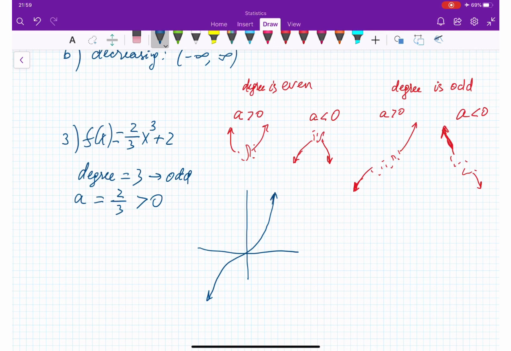I forgot. See, we have here plus 2. Plus 2, that's a shift on the y-axis, which means the graph will look like this. This is 2. Considering this is 2, the graph is going to go like this. So up by these 2. Okay, there we go.